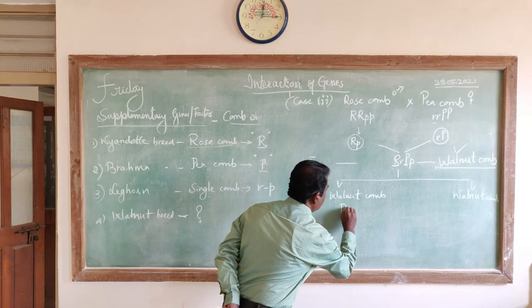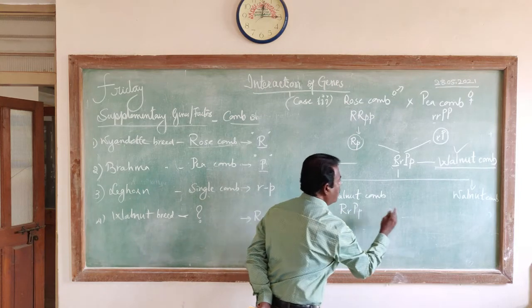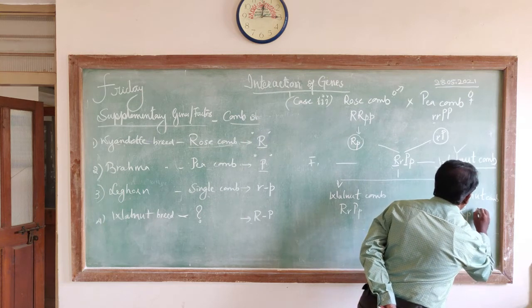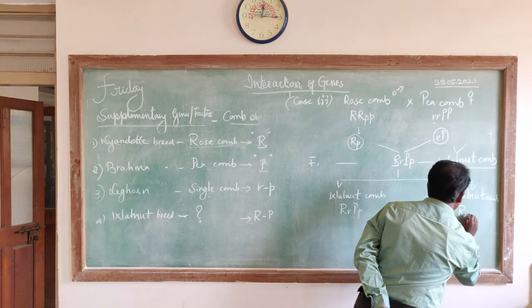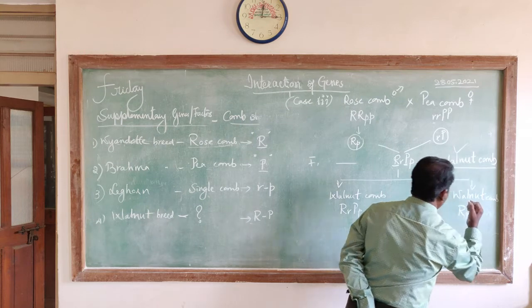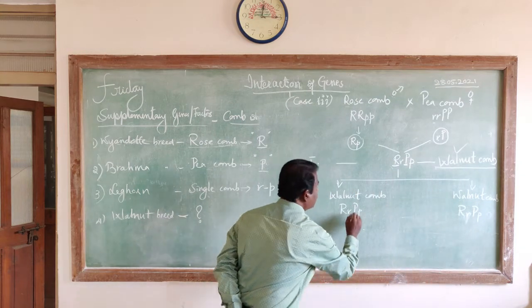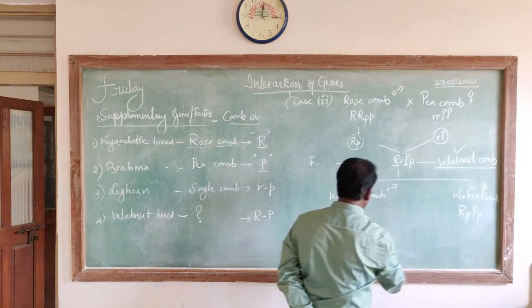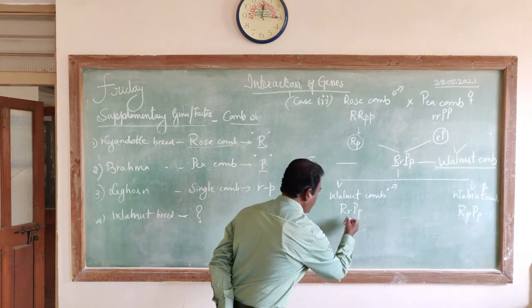The same genotype we need to take: capital R, capital P, small p, and here also the genotype is the same, capital R, capital P, small p. If we consider this as a male and this as a female, this produces sperms and that produces eggs with the genotype.